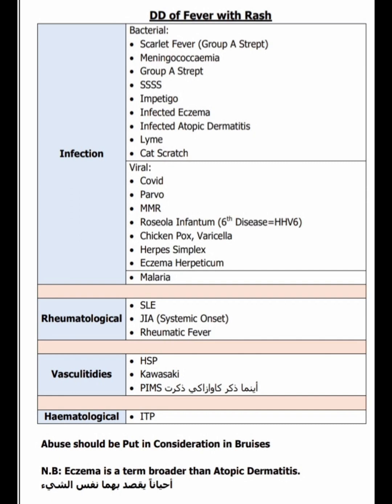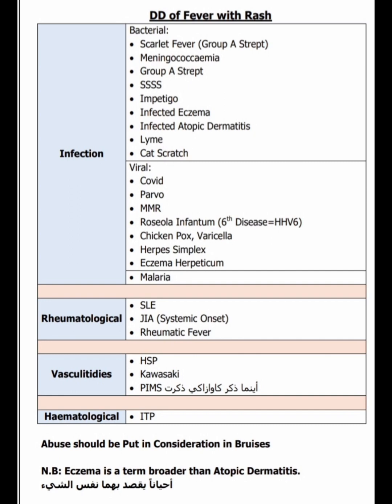Now the differential diagnosis of fever with rash. When a patient complains of fever with rash, what comes to our mind? That is infectious causes, divided into bacterial and viral. Bacterial causes of fever with rash are scarlet fever caused by group A streptococcus, meningococcemia, group A streptococci, staphylococcal scalded skin syndrome, impetigo, infected eczema, infected atopic dermatitis, Lyme disease and cat scratch disease. Viral causes are COVID, parvovirus, MMR, roseola infantum, that is sixth disease, HHV6, chickenpox, varicella, herpes simplex, eczema herpeticum and malaria. Now rheumatological causes of fever with rash are SLE, JIA, that is systemic onset, and rheumatic fever.